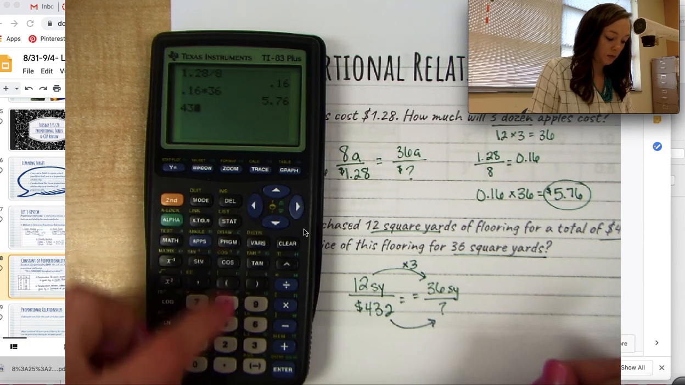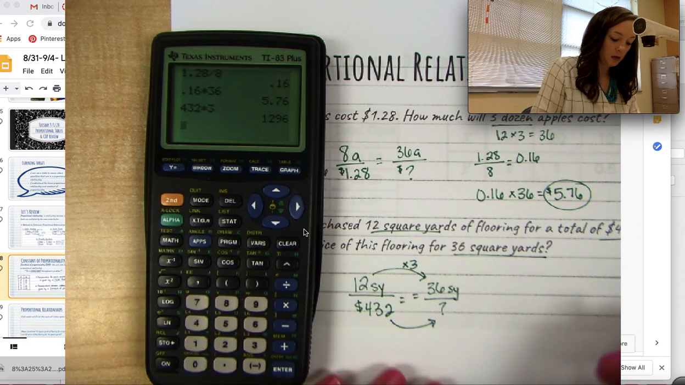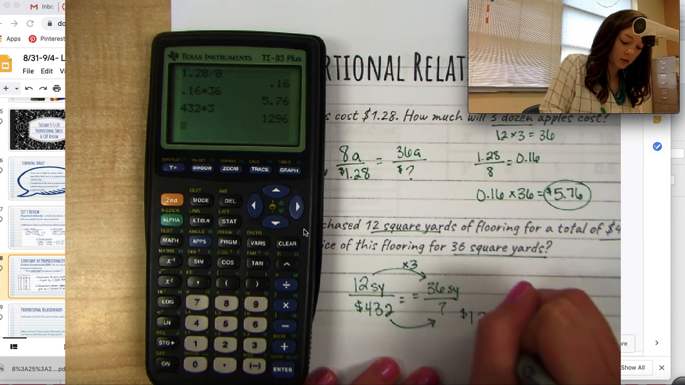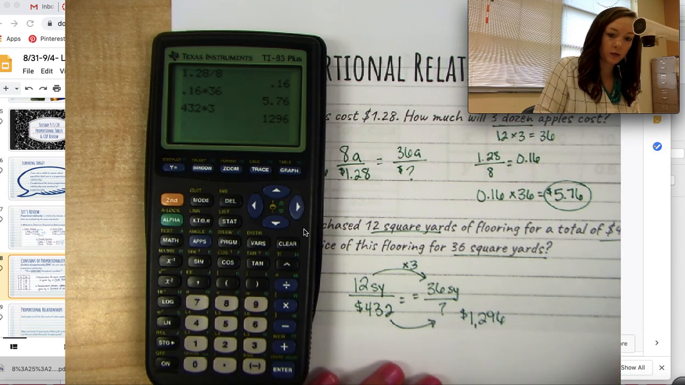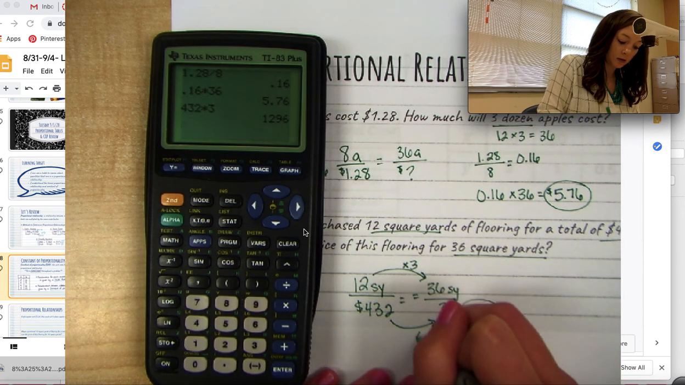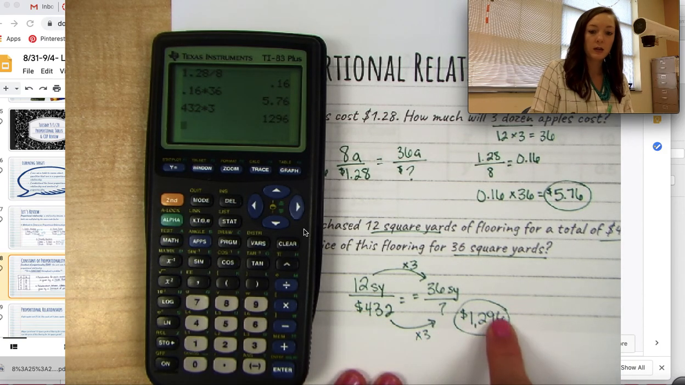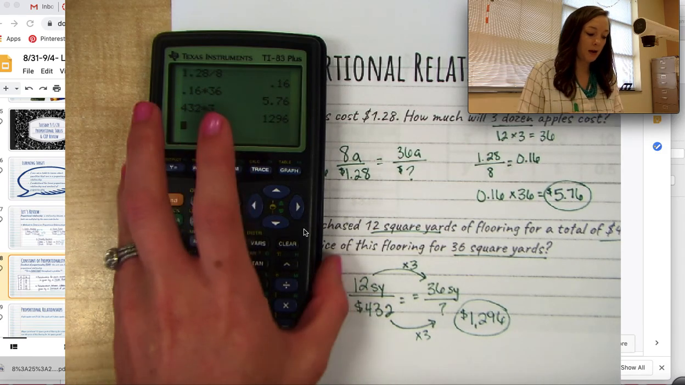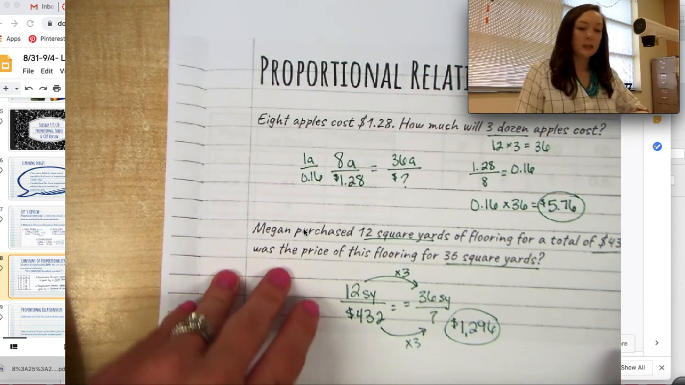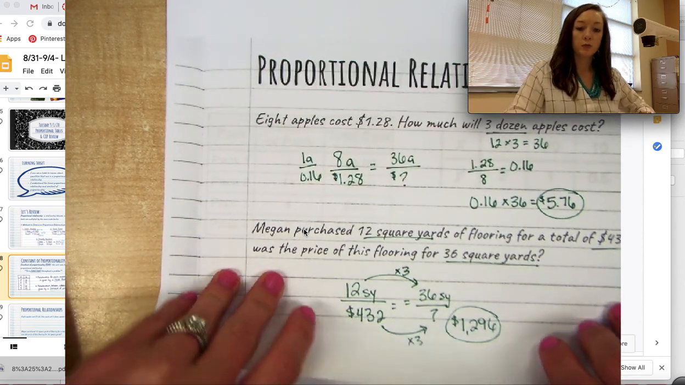432, I'm sorry. 432 times 3 gives us $1,296. And that would be my answer. And all you would have to write here is 432 times 3, and I know where your answer came from. Okay? So that is proportional ratios, proportional relationships.